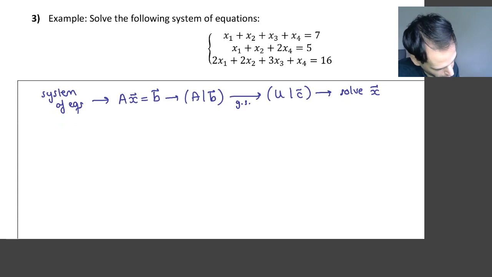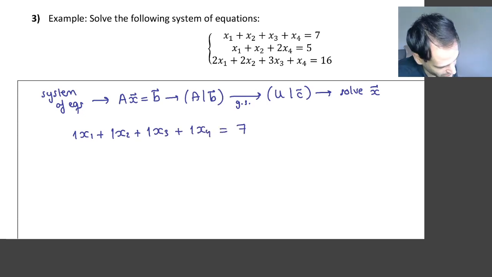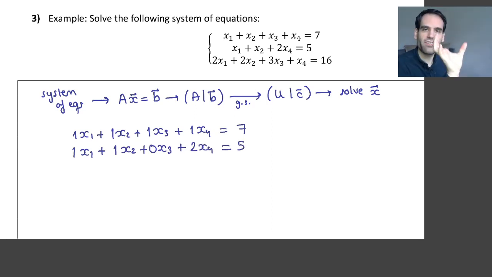So our system of equations, I'm going to rewrite it here, but I'm going to line up the variables so that it's easier to see. So the first equation is 1 times x1 plus 1 times x2 plus 1 times x3 plus 1 times x4 equals 7. The next equation is 1x1 plus 1x2 plus 0x3 plus 2x4 equals 5. Okay, I added a 0 so that the x3s are nicely lined up.